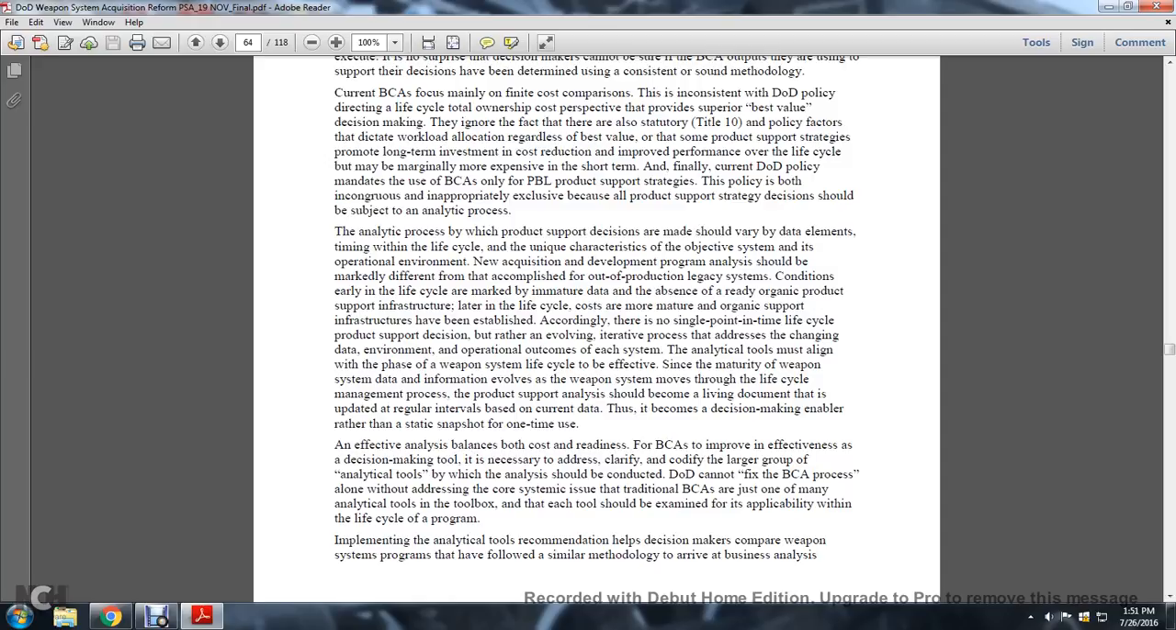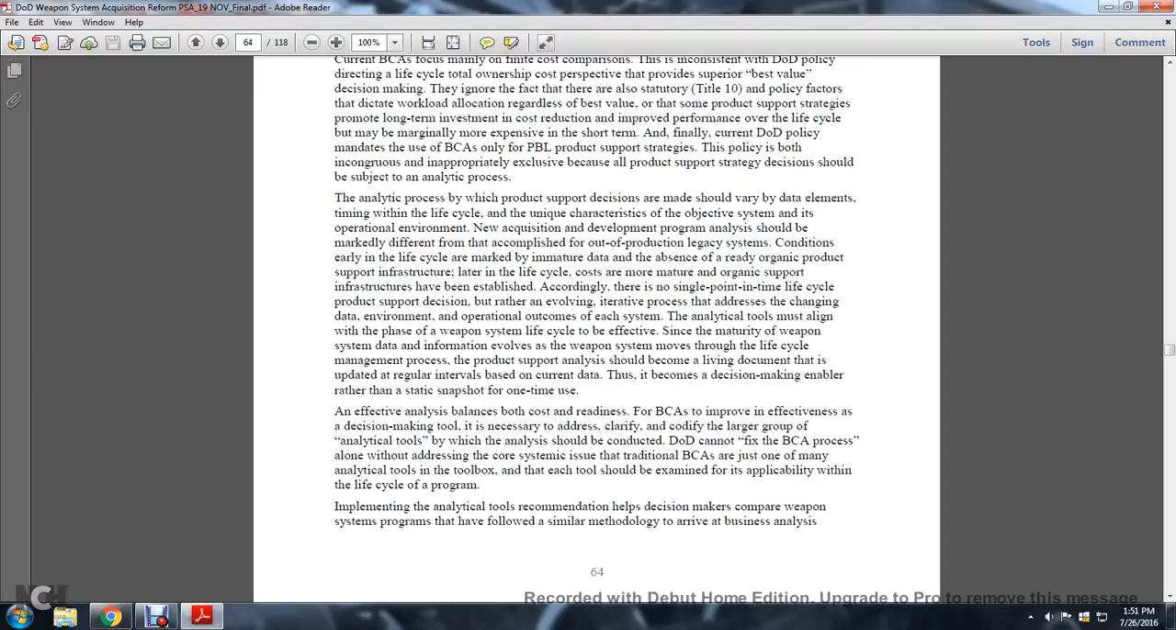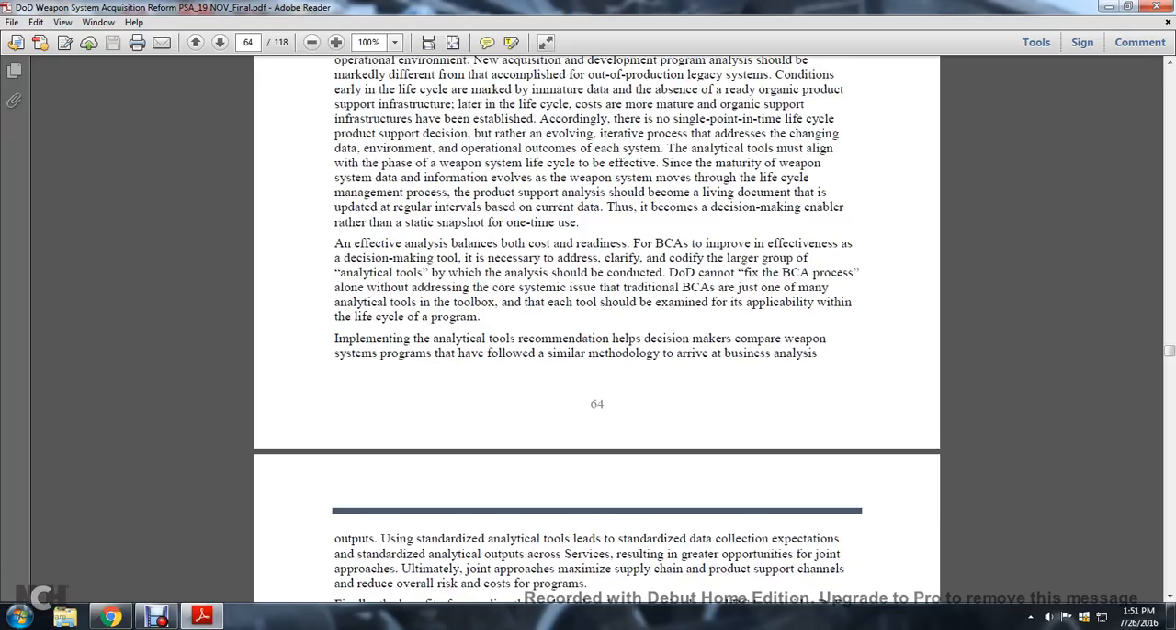The analytical tools must align with the phase of the weapon system life cycle to be effective. Since the majority of the weapon system data and information moves through the life cycle management process, the product support analysis should become a living document that is updated at regular intervals based on current data. This becomes a decision-making enabler rather than a static snapshot for one type of use.